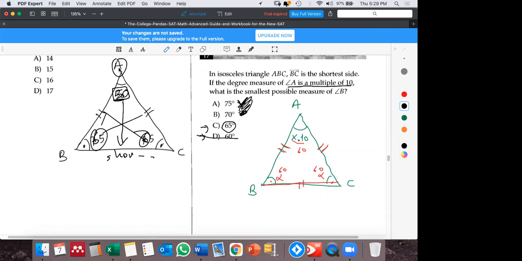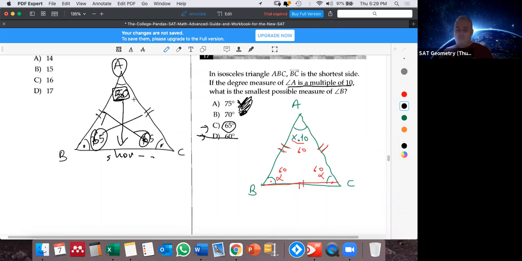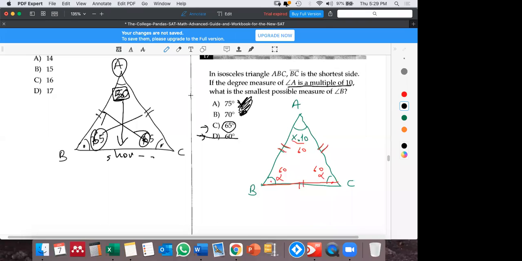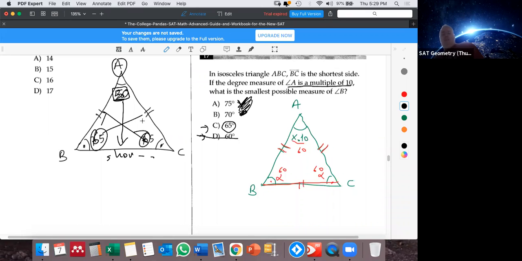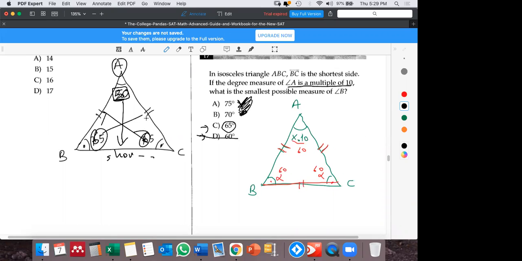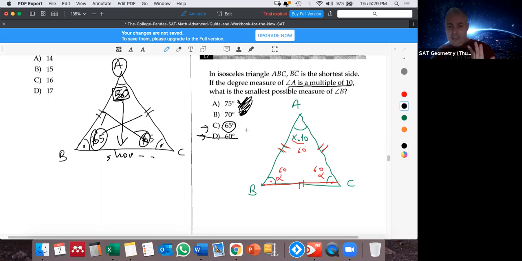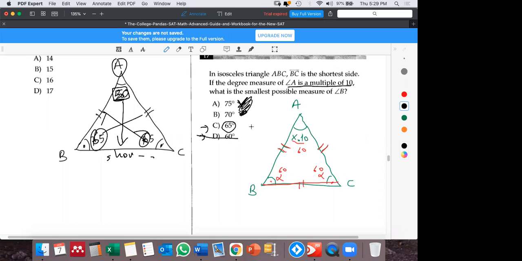Sir, if it says the smallest possible angle, then it would have been A, right? Because 30 is also the smallest if you think that way. But it's the angle of A, not the angle of B. They're asking for the smallest measurement of angle B. Yeah, so it's okay, right? There is no problem. The answer is C. That's correct, sir.